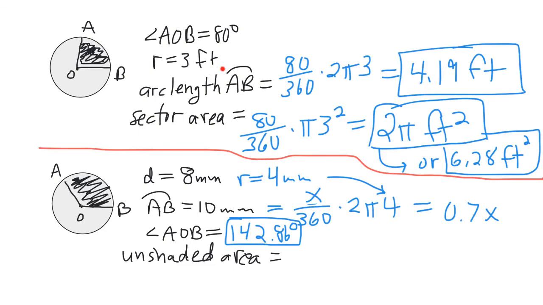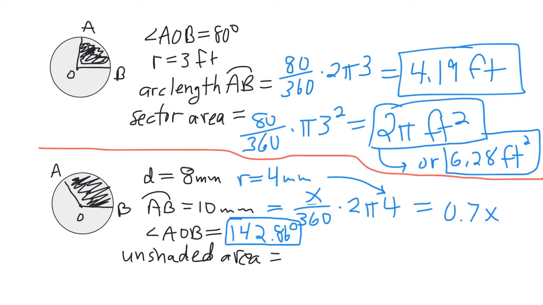And solving the first problem, we remember that an arc length is equal to a fraction of the circumference. The fraction being the central angle over 360 times the circumference formula, 2 times pi times the radius. I typed that on the calculator, and I rounded off to 4.19 feet.